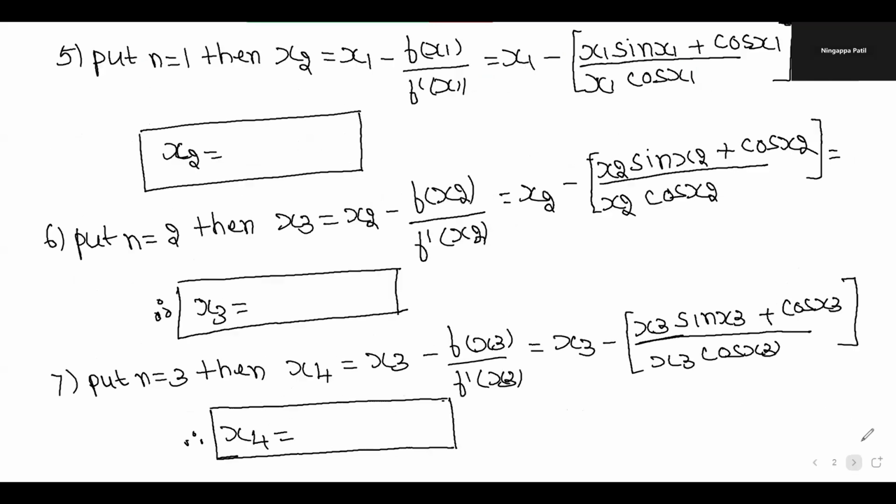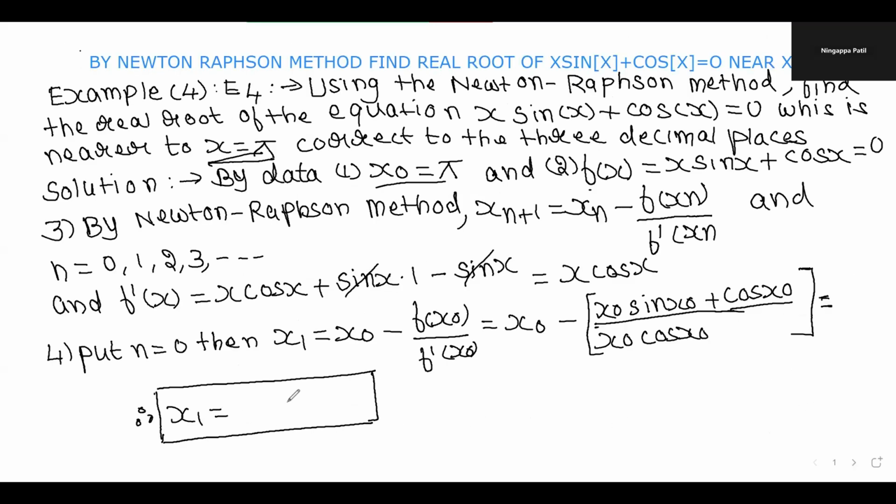And next, put n equal to 1. Then x2 equal to x1 minus f(x1) divided by f dash of x1. And x1 and f(x1): in f(x), you write x1. x1 sin of x1 plus cos of x1 divided by x1 cos of x1. Now, put this value of x1 here. The x1 value you are getting, you have to put it here.